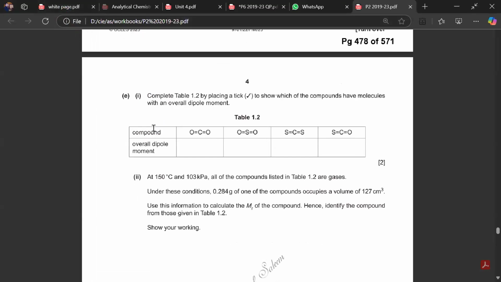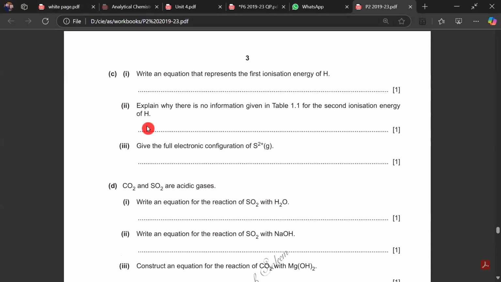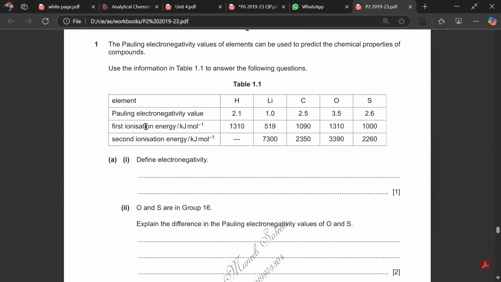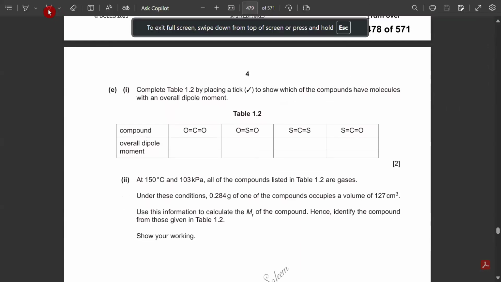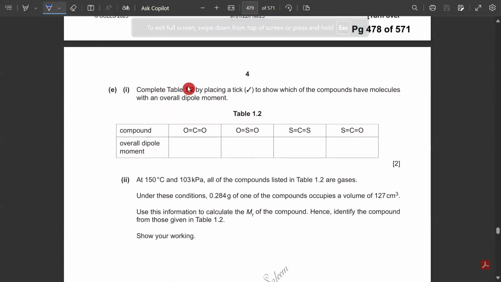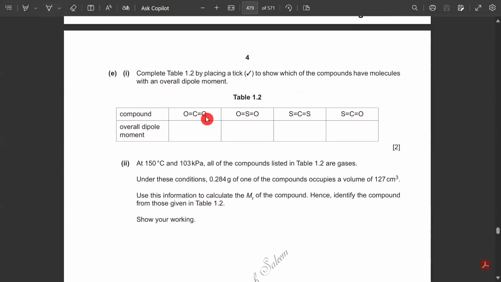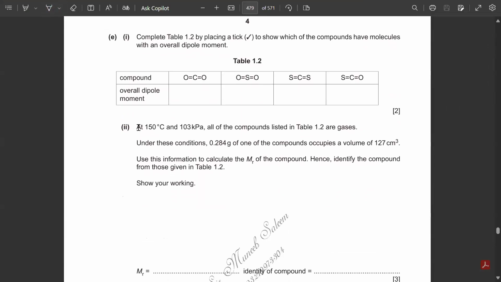So the next question is from question number 1, subpart E. It says complete the table 1.2 by placing a tick to show. So we'll leave this part and we'll continue from part 2.